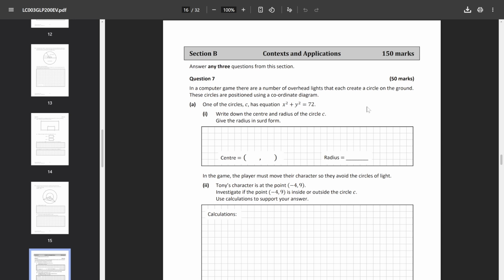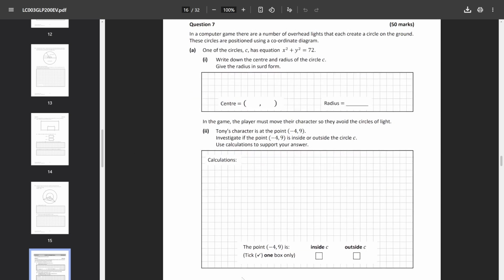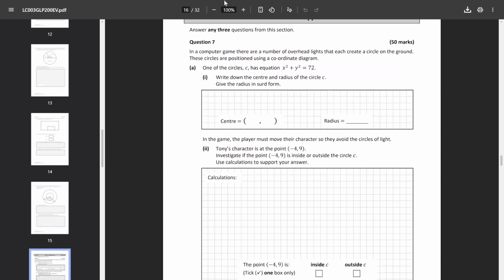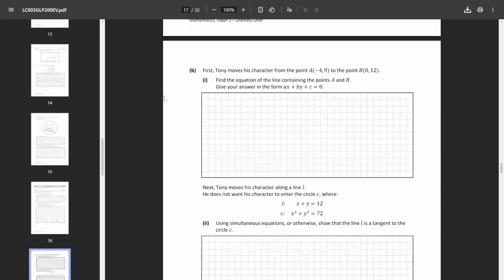So question 7 starts off with a very familiar circle question, writing down the center and radius, and then investigating if a point is inside or outside of a circle. Bit of a nice context to it. I can definitely think a lot of people would be able to easily visualize this. Though a lot of this is done in the context of a game, which, for anyone that wants to do game design, is something that needs to be done.